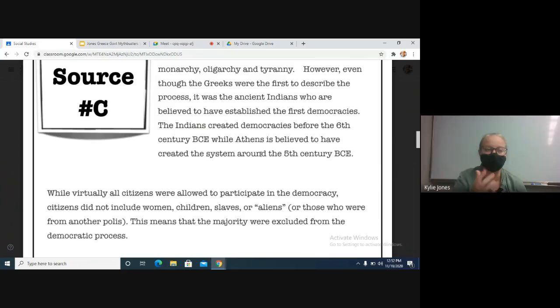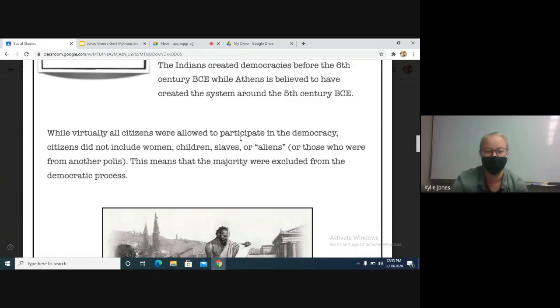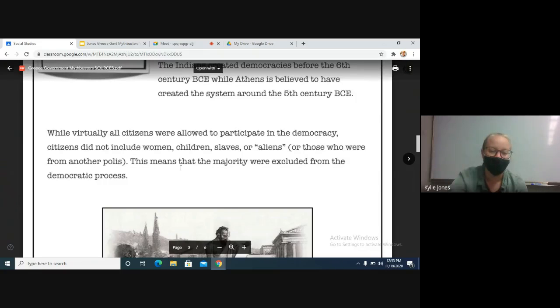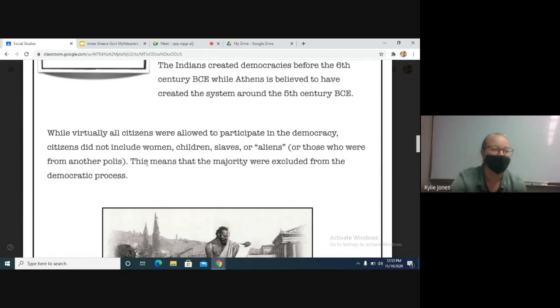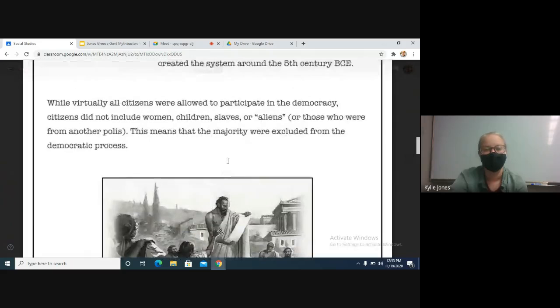Yes, Yoshi. Democracy means that you're chosen by the people. So the people in the city choose you to rule them. Yeah. America is a democracy. While virtually all citizens were allowed to participate in the democracy, citizens did not include women, children, slaves, or aliens, who are those that were not from the city, like immigrants. This means that the majority were excluded from the democratic process.